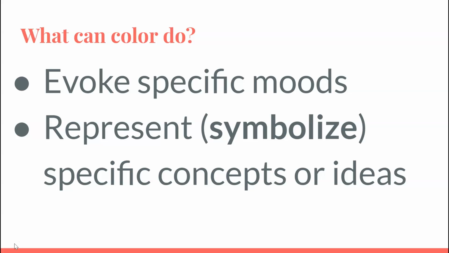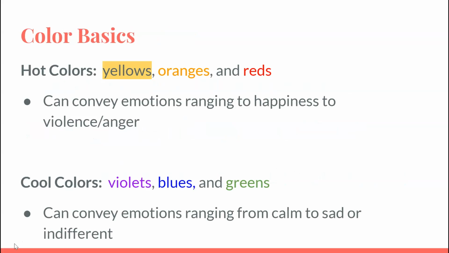Well, it can do a couple of things really, really well. It can create specific moods. If you want a piece to feel happy or sad or angry or wild or hopeful, we use colors to create those feelings. But another thing that it is very, very effective at doing is representing specific concepts or ideas, or in other words, symbolizing concepts or ideas. So the things that we do primarily with color: create mood, symbolize concepts and ideas.